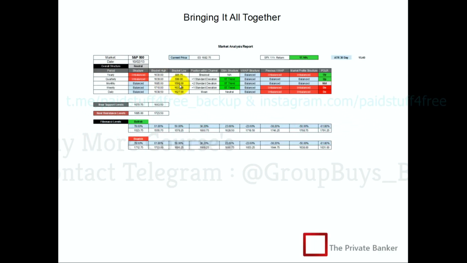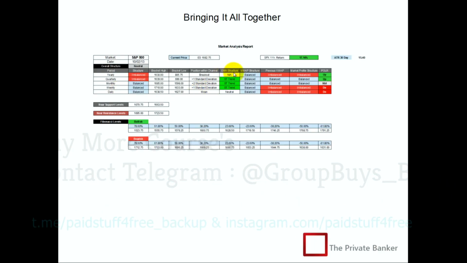And then the next piece is position within the channel. If you looked at the yearly on the back adjusted contract, it's clearly a strong breakout to the upside. The quarterly, we were at the first standard deviation level, the monthly second standard deviation level, weekly first standard deviation, and then on the daily we're actually trading at the mean. So obviously that's a smaller reference there.